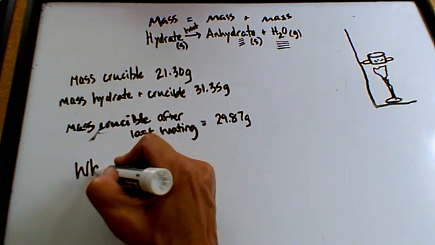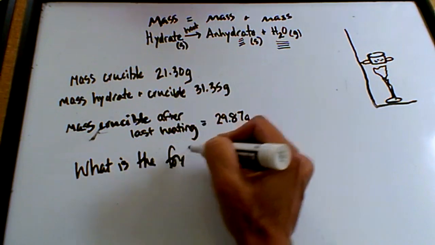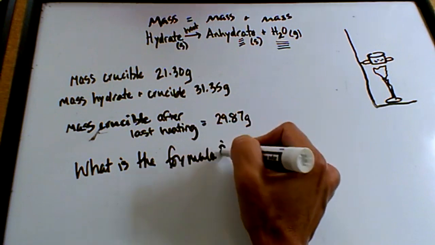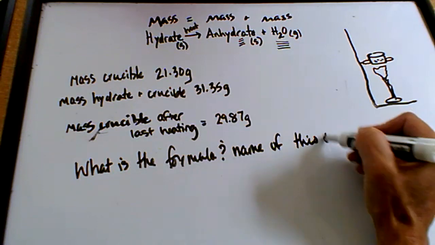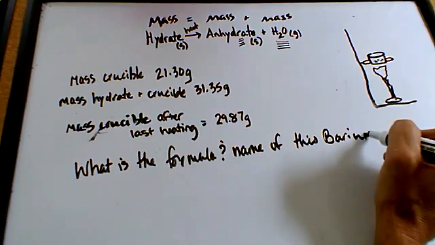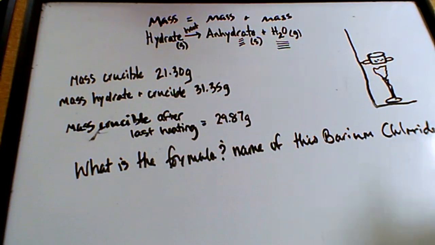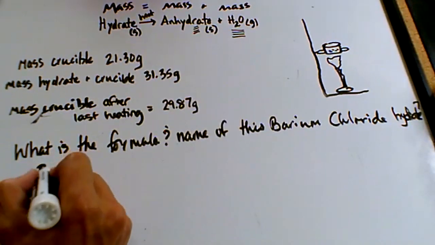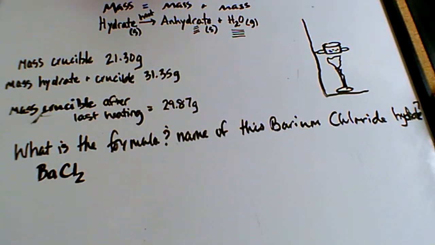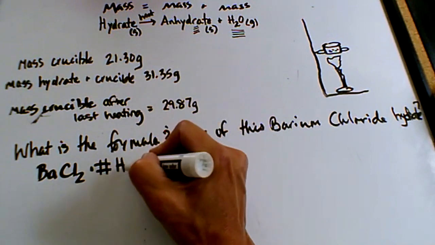So what is the formula and name of this barium chloride hydrate? We have some mass data here. That's the question. Well, we know that it's barium chloride, dot some number H2O.